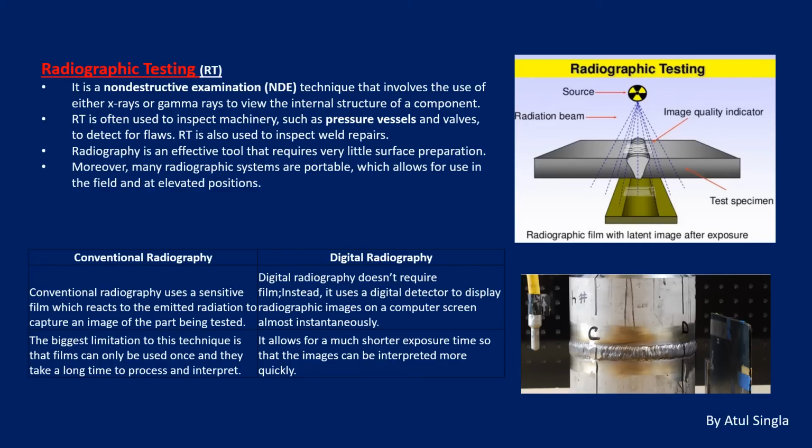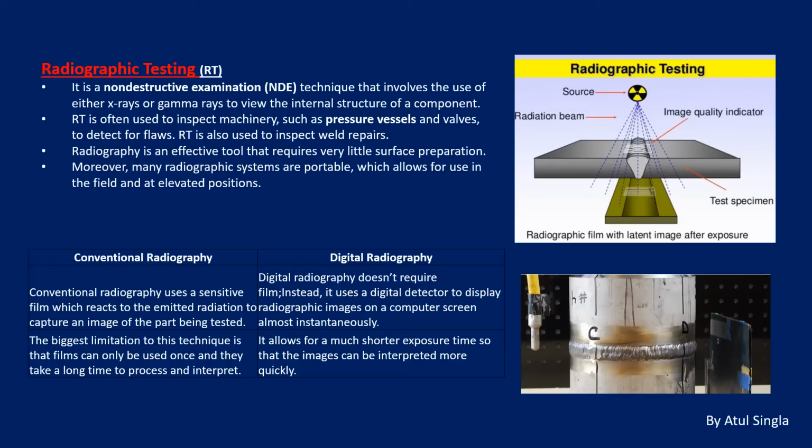Radiography is another non-destructive examination technique which is very frequently used in the process industry. Here, in this examination, we are exposing the material, the internal surface of the component, to X-rays or gamma rays, right? RT is often used to inspect machinery such as pressure vessels and valves, and to detect flaws. In most cases, with respect to weld repairs, this RT is very popular.